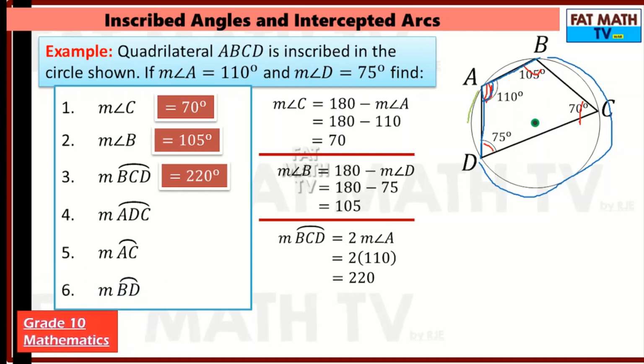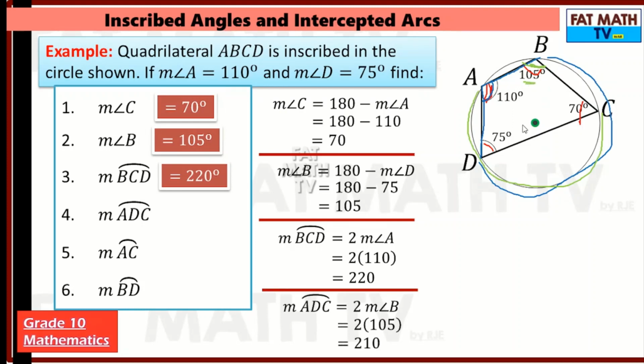How about ADC? ADC is this one. It is the intercepted arc of angle B. So twice the measure of angle B. So twice of 105, 210.